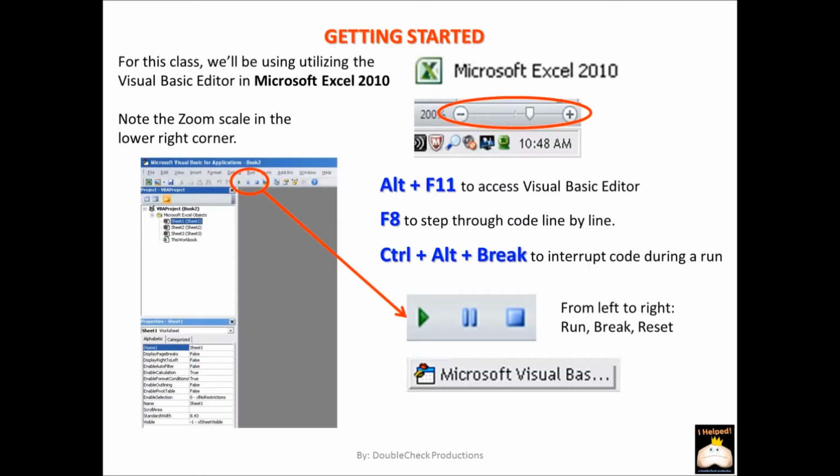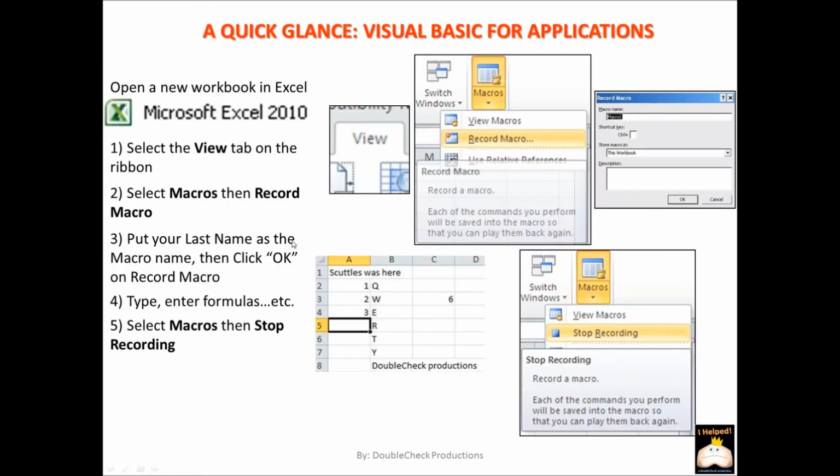So to get started, we're going to be using Microsoft's Excel 2010. You can use 2003. There will be some differences, and you can also use 2007. There shouldn't be too many differences. So what we want to do, just to introduce us to Visual Basic coding, is open up our workbook. We want to go to the View tab, go to Macros, select a macro, and record that.